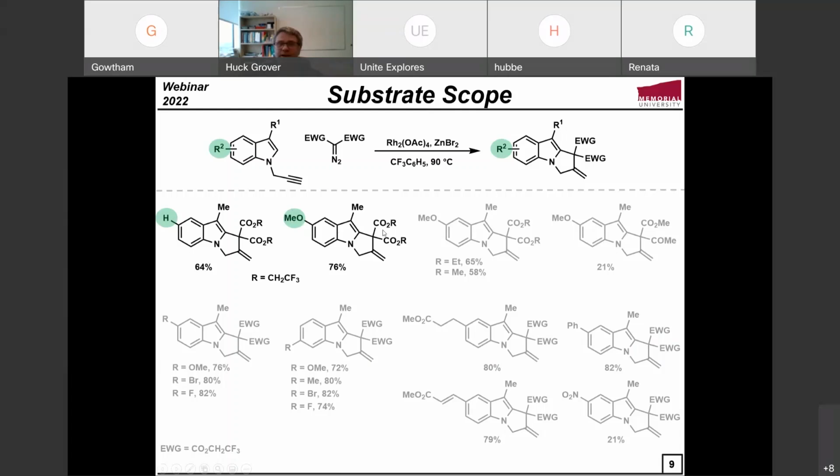We then screened through the diazo groups, and these worked well for the acceptor class, so where we have 2 electron withdrawing groups. A little less so when we're using the keto esters, but we couldn't extend this to just the acceptor class of diazos or the donor acceptor class. It was kind of limited to the acceptor acceptors.